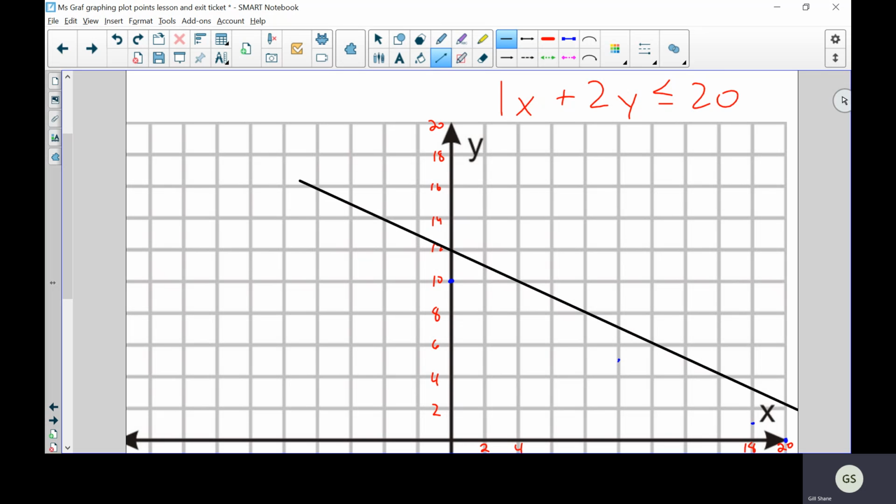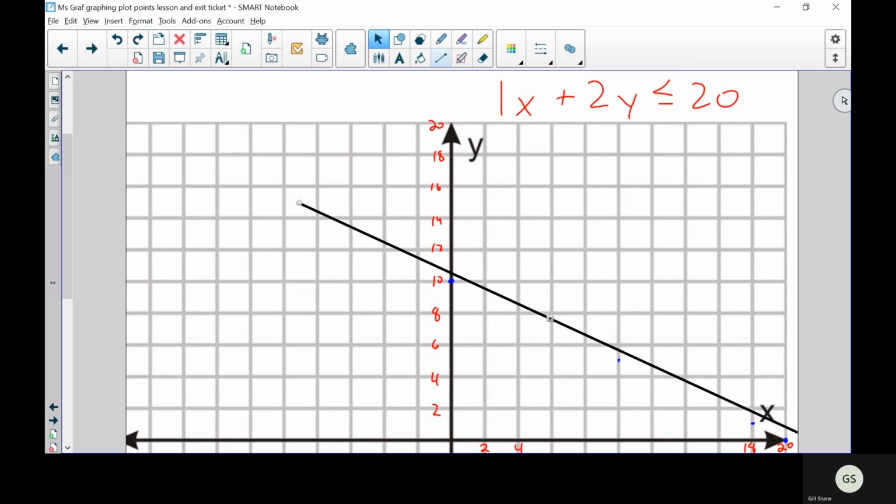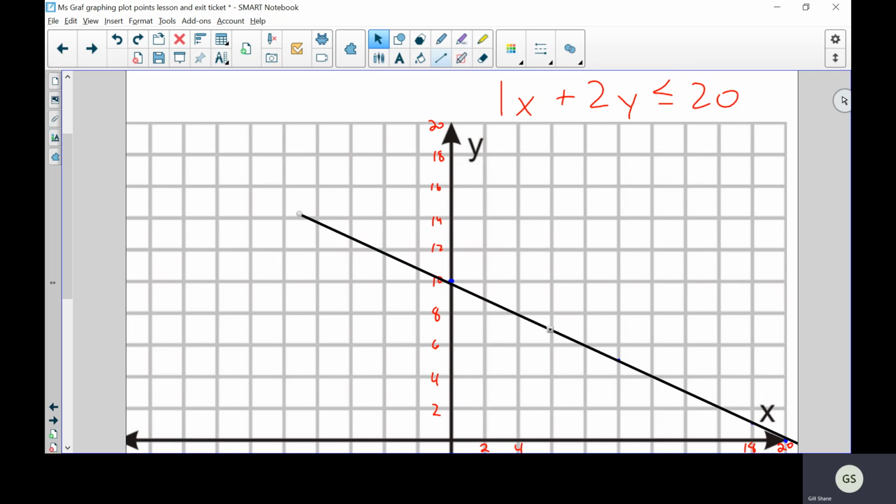Now do you notice anything about the points? Ta-da. Now do you notice anything about those points? They line up, right? They were following a pattern. So every point that we just came up with equaled 20. We had $20. But also any point on that line.